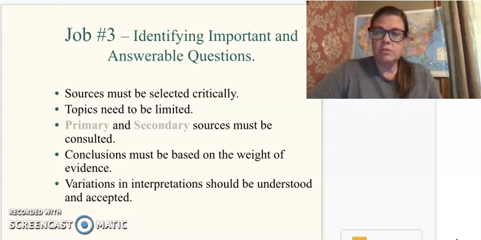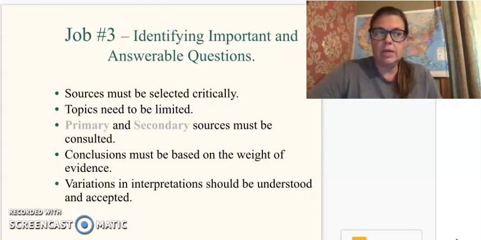Your conclusions, when you craft a narrative of the story of American history from 1900 to the present, must be based on the weight of evidence. So you can't say, I feel like this or I think this, if you don't have evidence to back that up. That's what I'm looking for. Of course, variations and interpretations are understood and accepted.